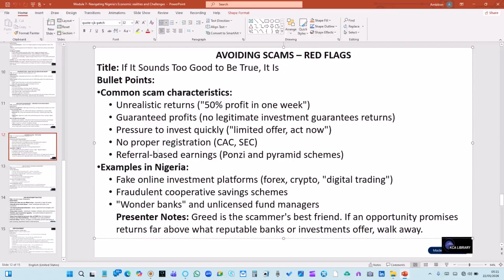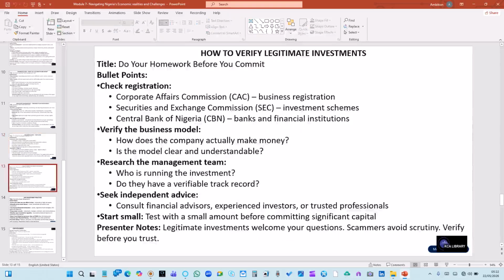If an opportunity promises returns far above what reputable banks or investments can offer, it is a red flag. Therefore, walk away. Having known that, let us look at how to verify legitimate investments. Do your homework before you commit. Now, the following areas should be well investigated.